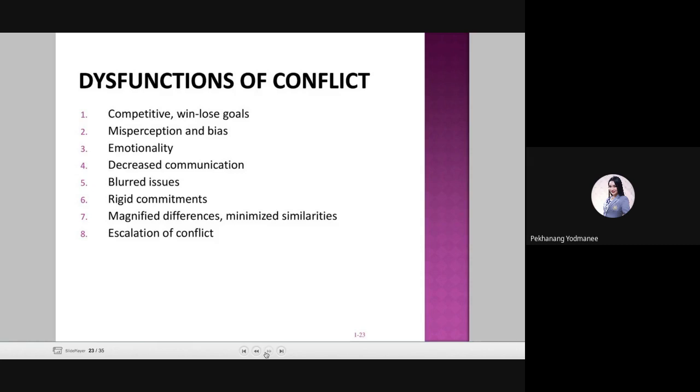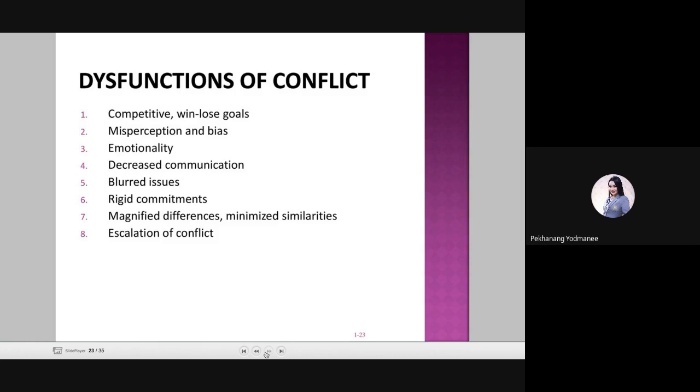And next, misperception and bias. As conflict intensifies, perceptions become distorted. People come to view things consistently with their own perspective of the conflict. Hence, they tend to interpret people and events as being either with them or against them. In addition, thinking tends to become stereotypical and biased. Parties adore people and events that support their position and reject outright those who oppose them.